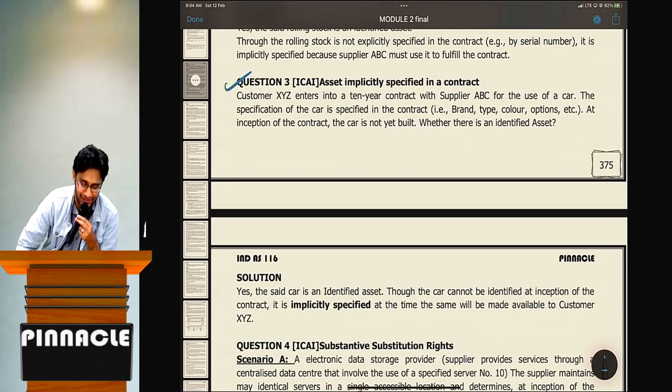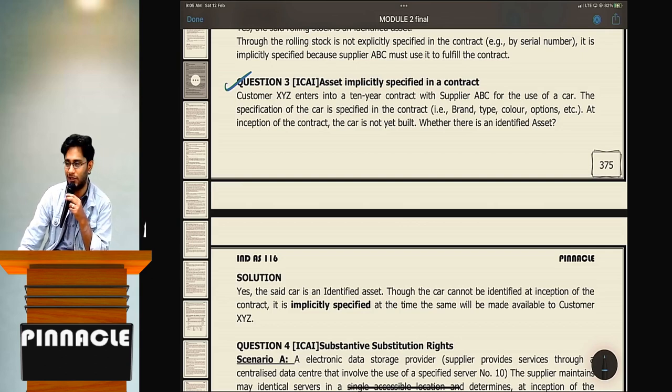Company XYZ enters into a 10-year contract with supplier ABC for use of a car. The specification of the car is specified in the contract: brand, type, color, options, everything that should be there is mentioned. At the inception, the car is not yet built. Whether there is an identified asset.